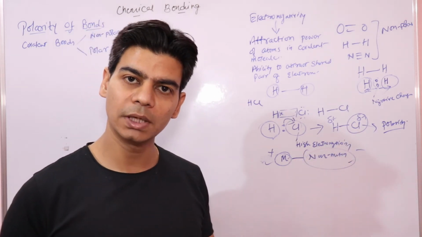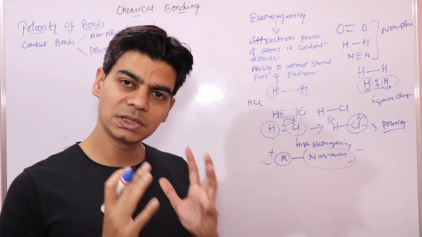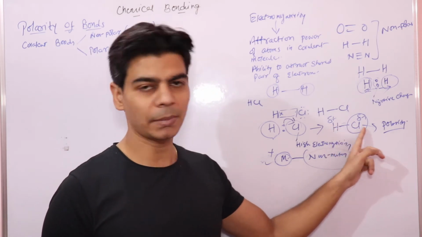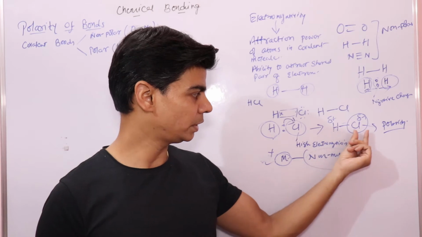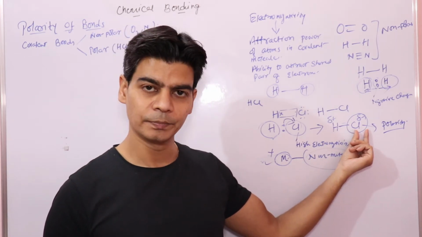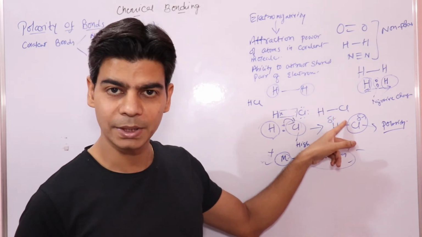Why do we say its own electron? Because this shared pair belongs to both the combining atoms, we said, right? One electron has come from hydrogen, one electron has come from chlorine, so both of these form a bond pair or a shared pair.